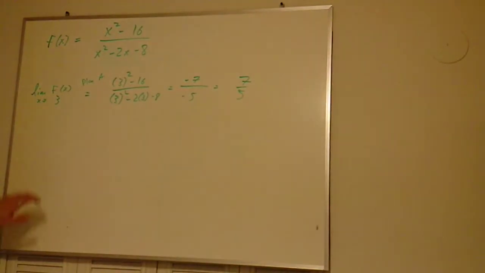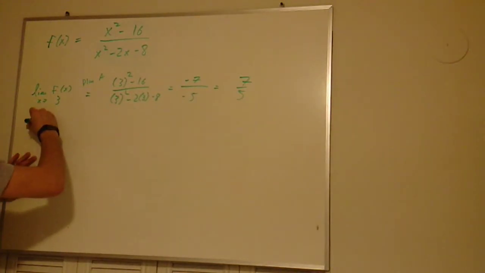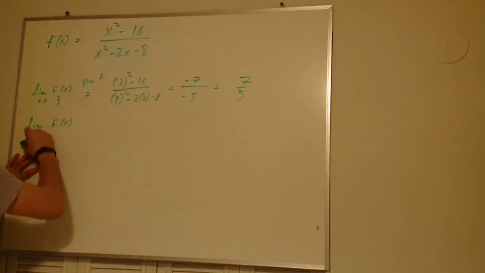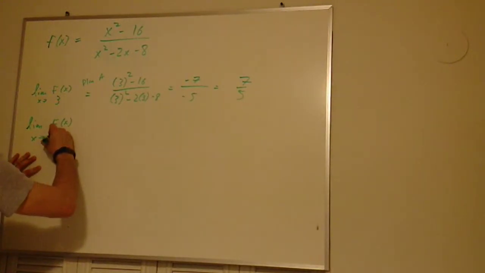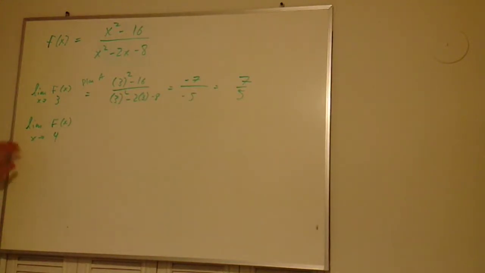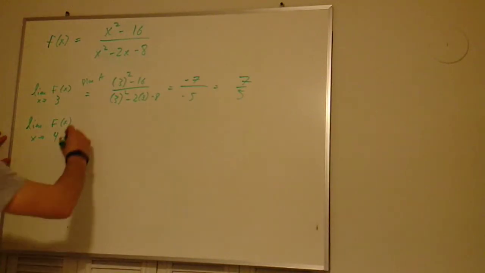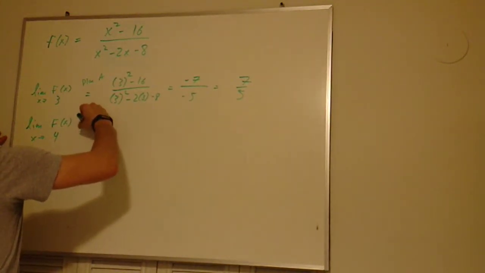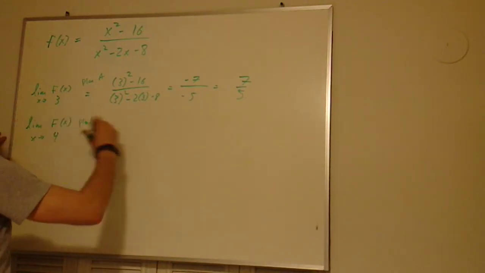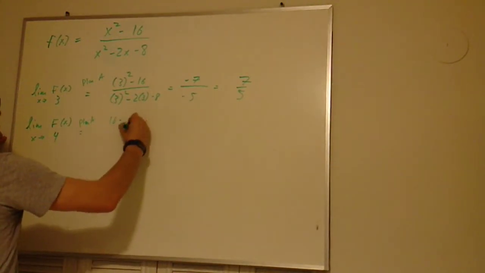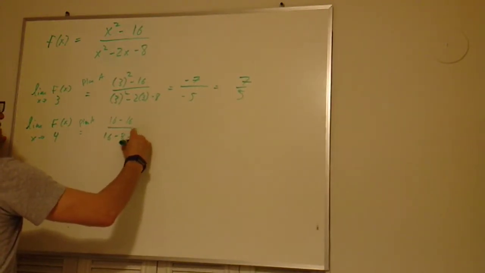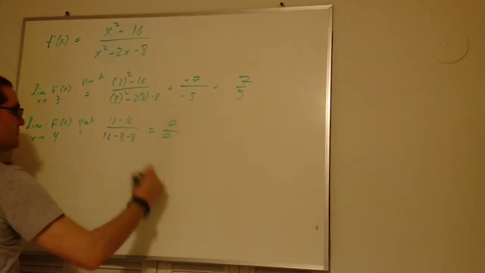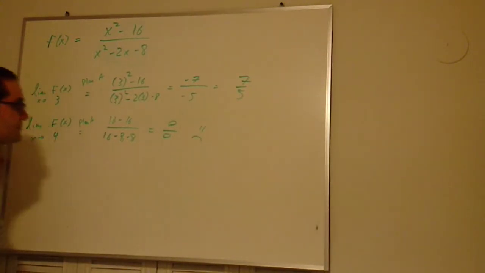And that's plan A. You just plug in the number. And if you want the limit of f of x as x approaches, let's say, positive 4, we're going to try plan A. We're going to get 16 minus 16 on top. We're going to get 16 minus 8 on bottom, and we will have 0 over 0, which is no good.